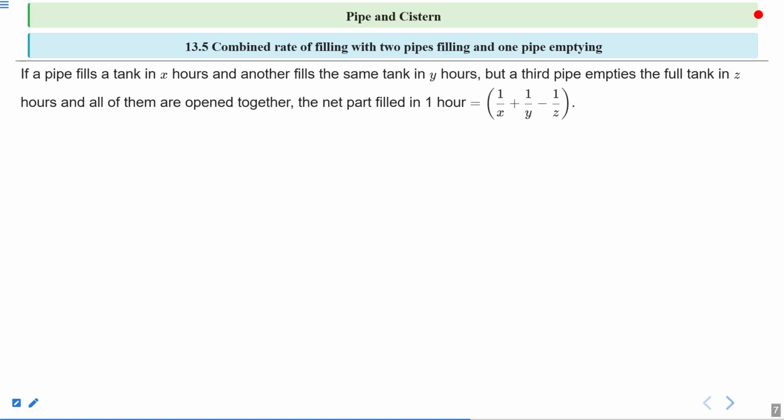Combined rate of filling with two pipes filling and one pipe emptying. If a pipe fills a tank in X hours, another fills the same tank in Y hours, but a third pipe empties the full tank in Z hours, and all of them are open together, then the net part filled in 1 hour becomes 1/X + 1/Y - 1/Z. So the time taken to fill the tank will become XYZ/(YZ + XZ - XY) hours. Next.